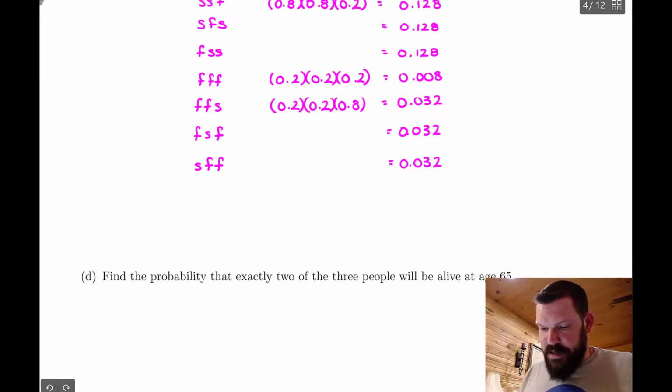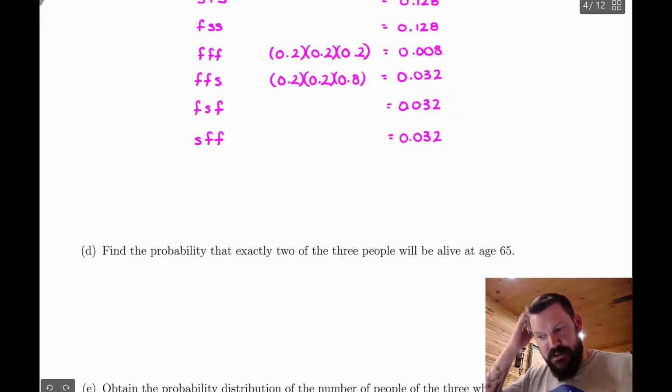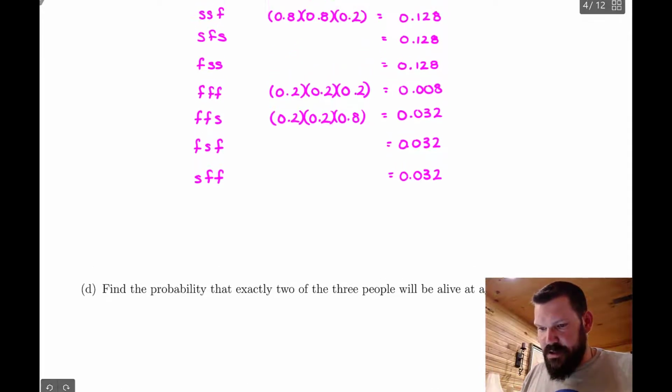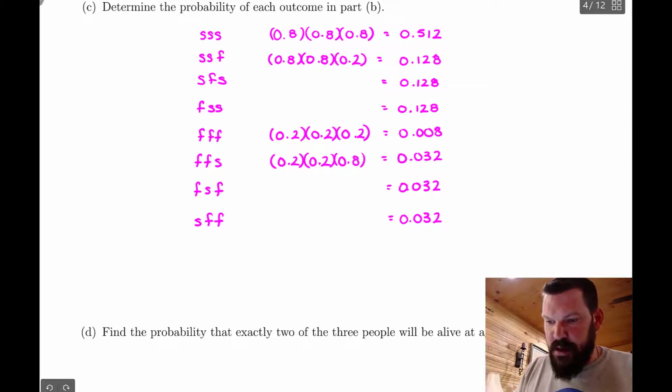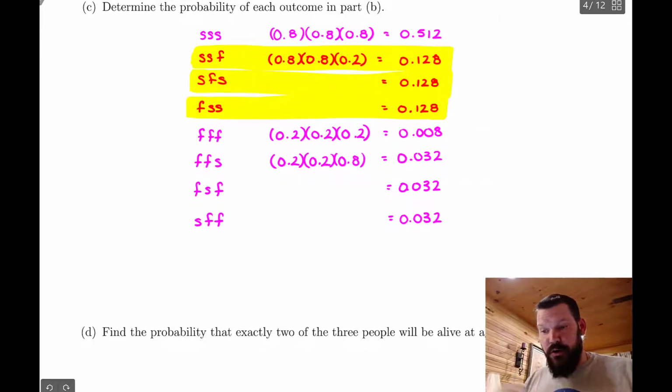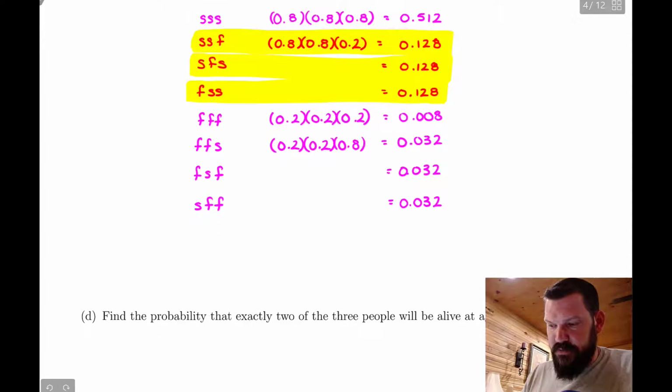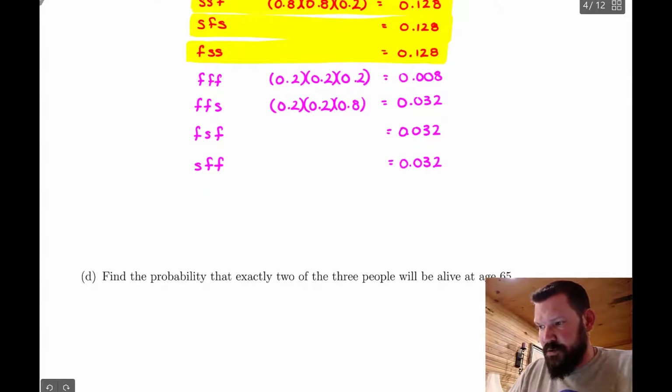For part D, find the probability that exactly 2 of the 3 people will be alive at age 65. So let's refer back to part C. Exactly 2 people being alive. That is success, success, failure, success, failure, success, failure, success, success. There are no other possibilities of exactly 2 people being alive at the age of 65. So we use the special addition rule that we have discussed previously. We would just add those probabilities together.